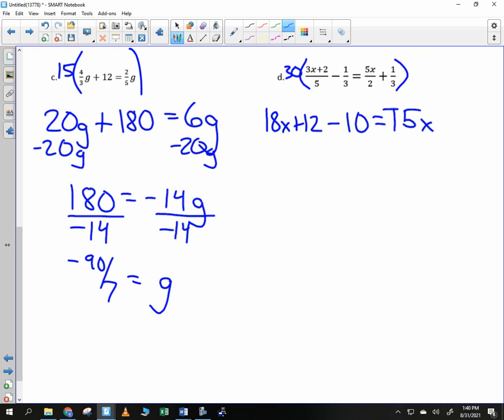75x, plus 10. So now I've gotten rid of the fractions. 18x plus 2 is equal to 75x plus 10.